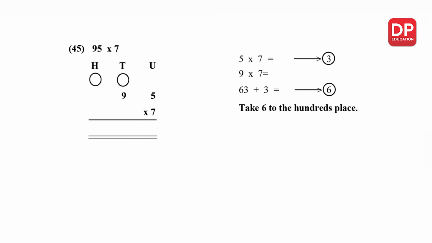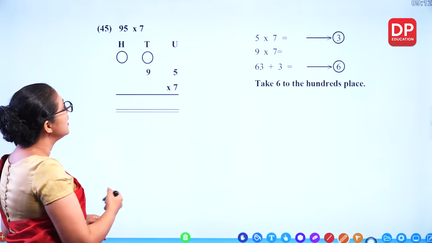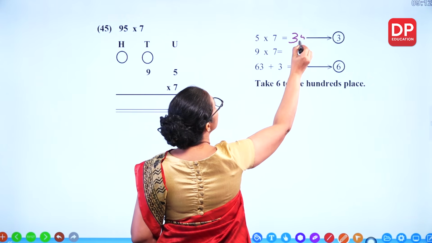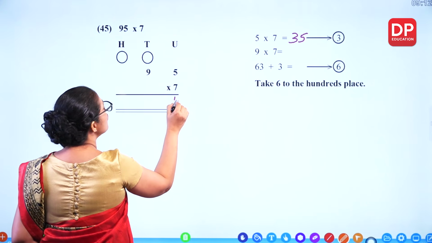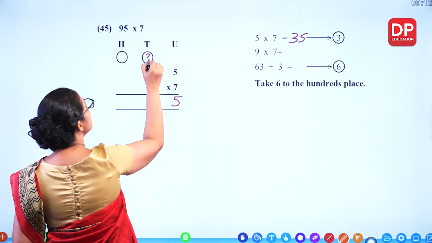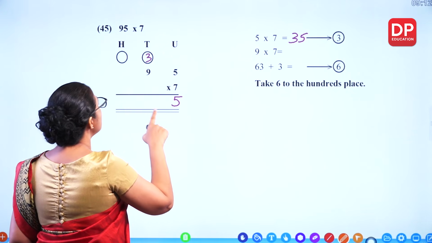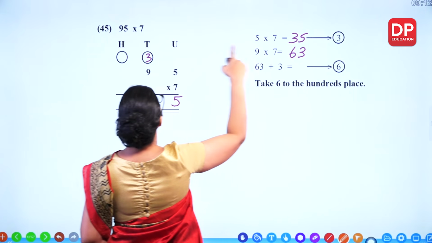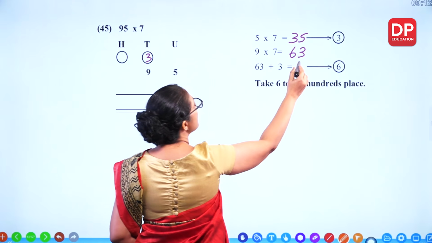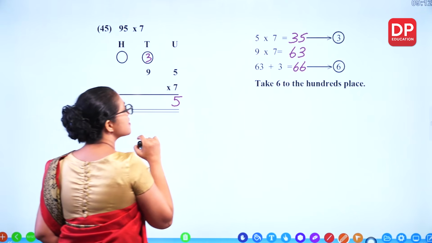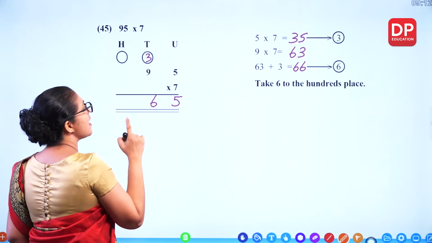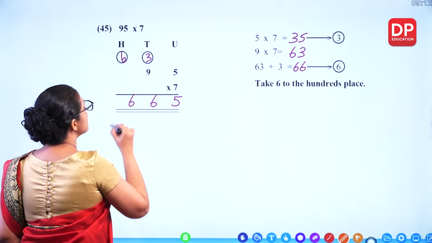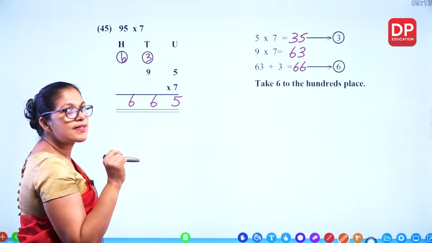Do the multiplication. 95 times 7. 7 times 5, 35. So we can't write both. So you put 3 and take 3 to the next level. 7 times 9, 63. And 63 and this 3, you get 66. So now you put 6 there and take 6 to the next level. So what's the final answer? 665.